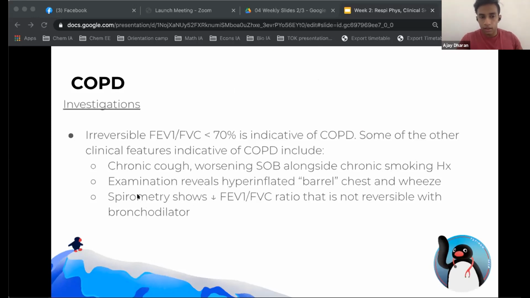And a key distinguisher between this and asthma is that spirometry shows a decreased FEV1 over FVC ratio, but it's not reversible by bronchodilators. So one key thing you need to know, whenever you see a stem, you have to look out for bronchodilators. If it can be reversible by bronchodilator, it's not COPD. It's usually more likely to be asthma. All right.